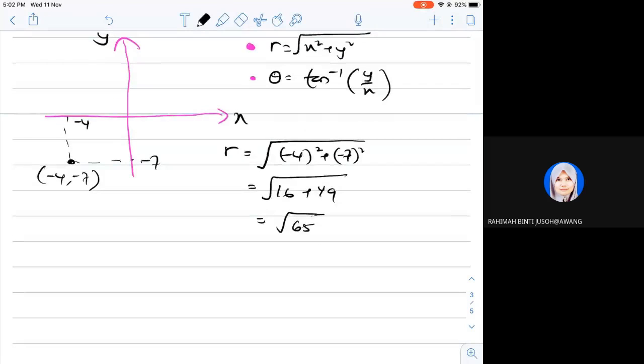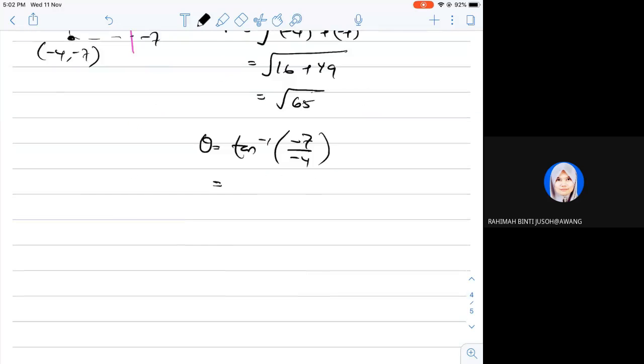So theta, if you calculate your theta, did you have your calculator? Now, substitute negative 7 divided by negative 4. What should you get? Shift tangent, negative 7 divided by negative 4. What do we get, guys? 1.05? 6. Oh, okay.